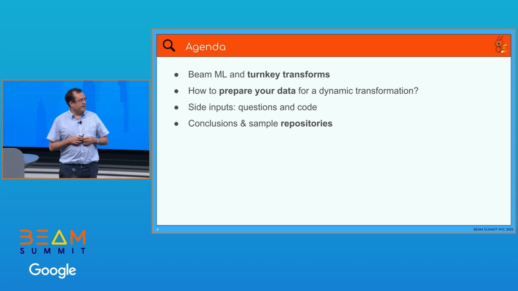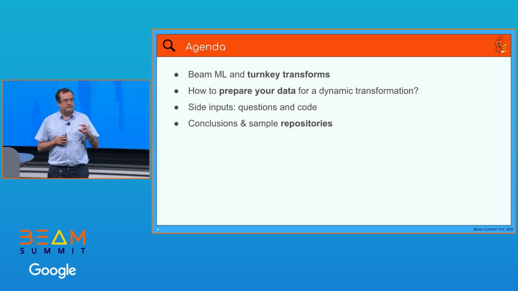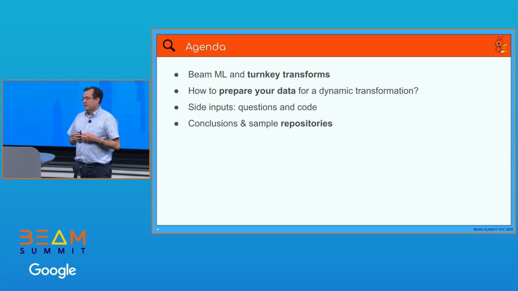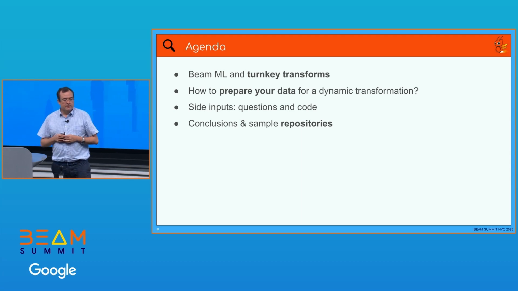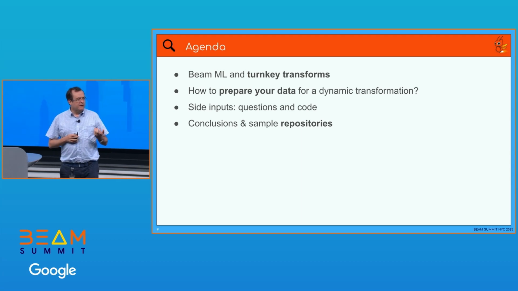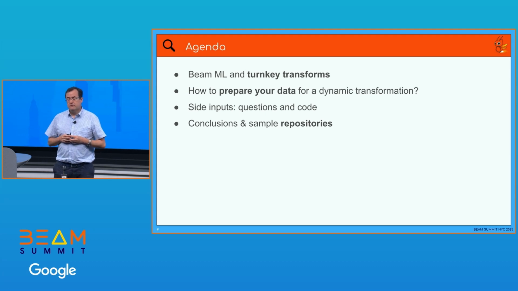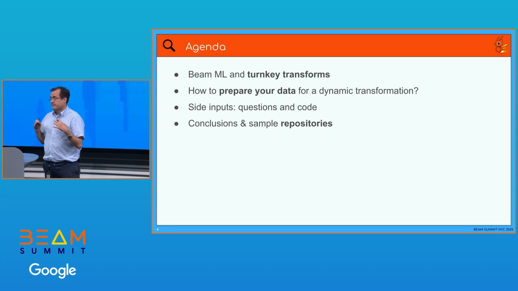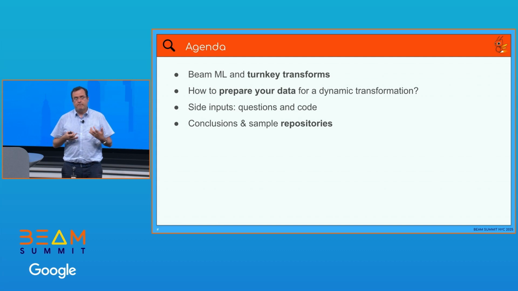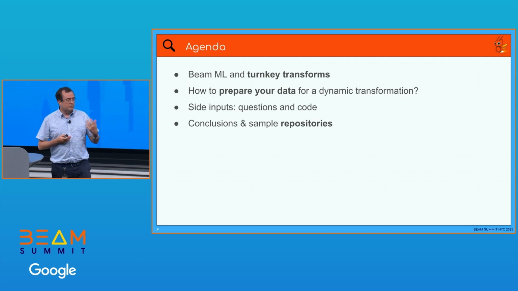The agenda for today: we're going to cover first what are the goodies that Beam has for ML and AI, the so-called turnkey transforms. Then we're going to think of how we should prepare our data for a dynamic transformation. In Beam, once you write a pipeline, it's a static thing. You cannot change it. So how can we make the pipeline do different transformations based on the input, based on the questions?